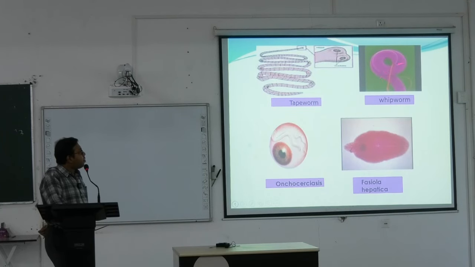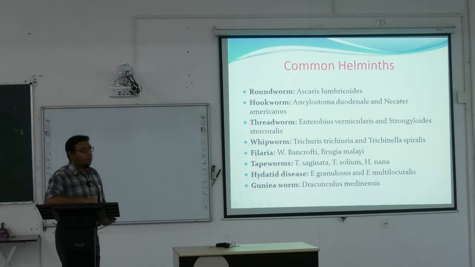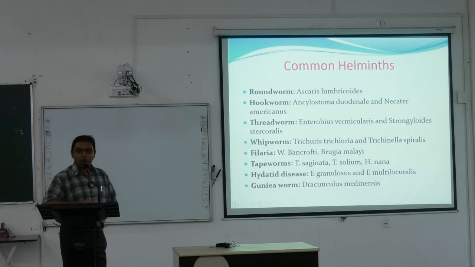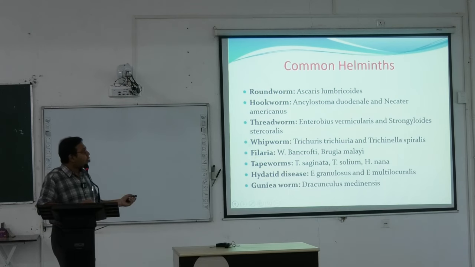This is tapeworm, whipworm, onchocerciasis and Fasciola hepatica. So what are the common helminths? We can commonly call these roundworm, hookworm, threadworm, etc. Roundworm is basically Ascaris lumbricoides. Hookworm is Ancylostoma duodenale and Necator americanus. Threadworm is Enterobius vermicularis and Strongyloides stercoralis.